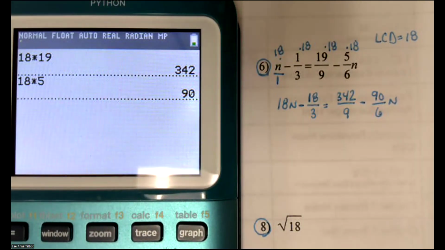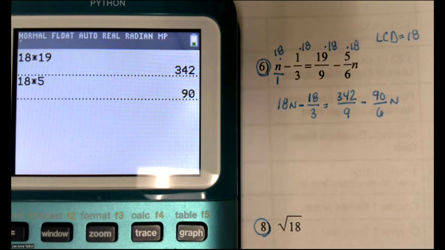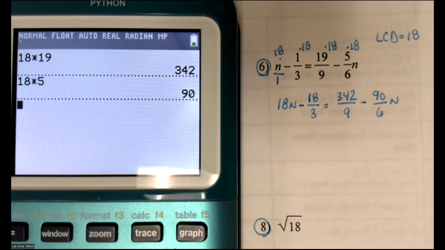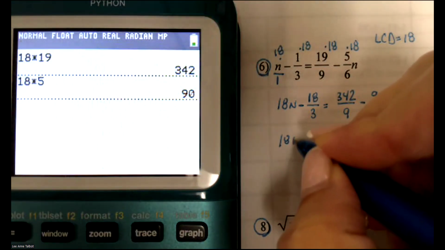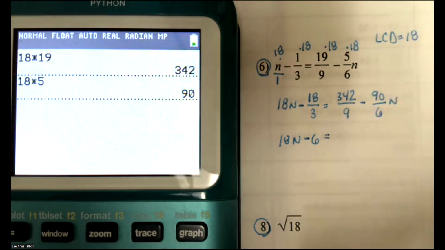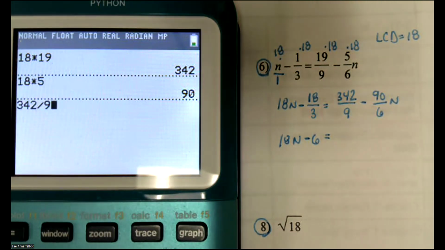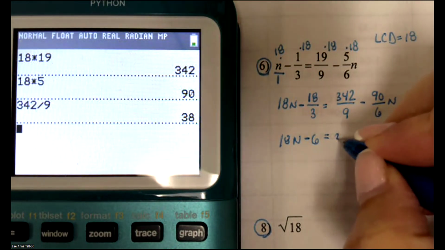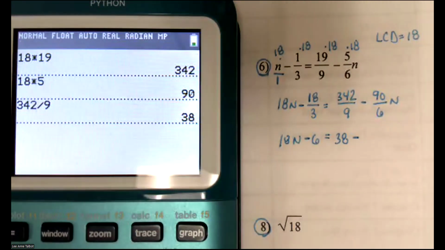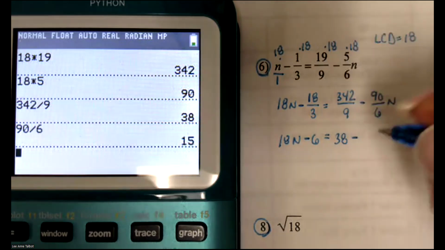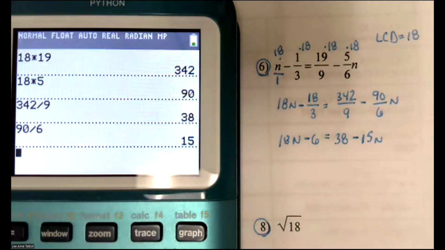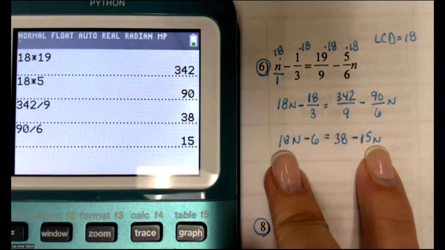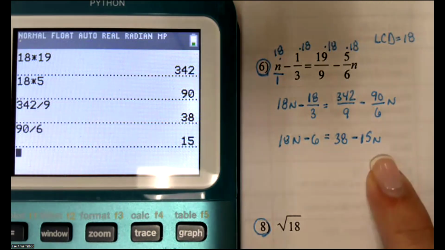Okay. And this is kind of the moment of truth. I'm going to see if I did it correctly. When I divide these fractions, they should come out to whole numbers. So 18n minus 6, 342 divided by 9 equals 38 minus 90 divided by 6, 15n. Yay, whole numbers. Okay, and as I said yesterday, I like to pick the one that has a letter on it and is the smallest, and I undo that one first.